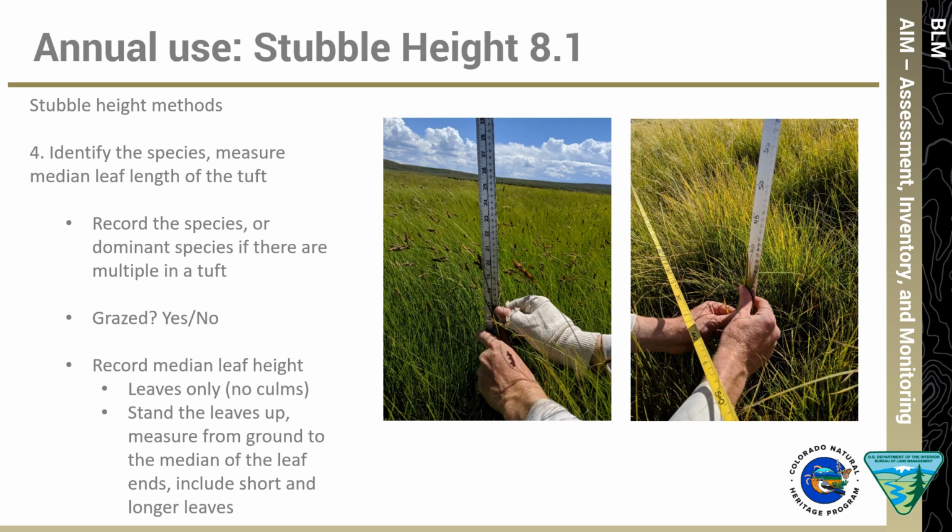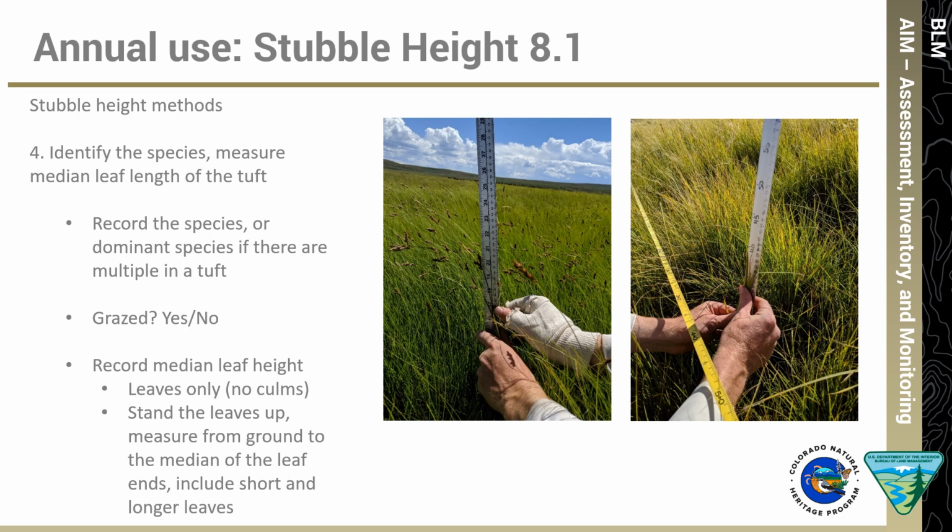Determining the median leaf height will take some practice. Be sure to include all leaves within the tuft. The easiest method of doing this is to grasp the sample near the base of the leaves, stand the leaves upright, and move the hand up the leaves until about half of them fall away. Then measure the height at that location, as shown in the photos to the right.